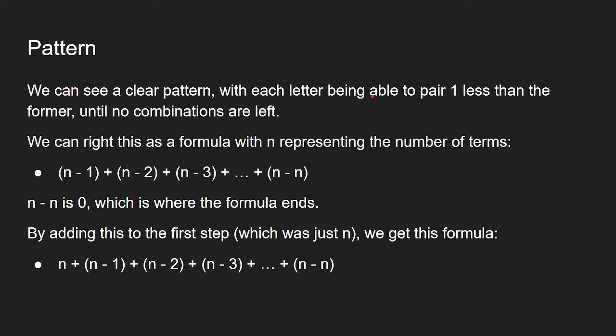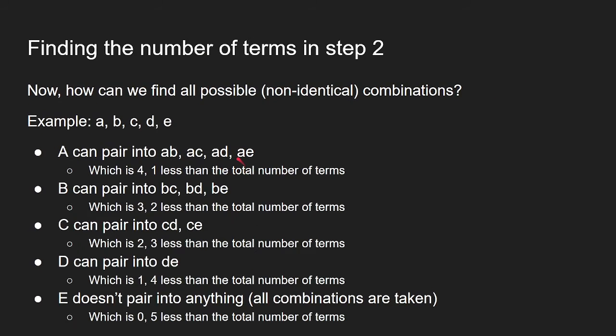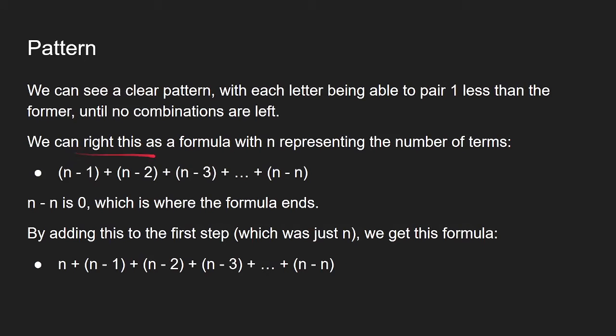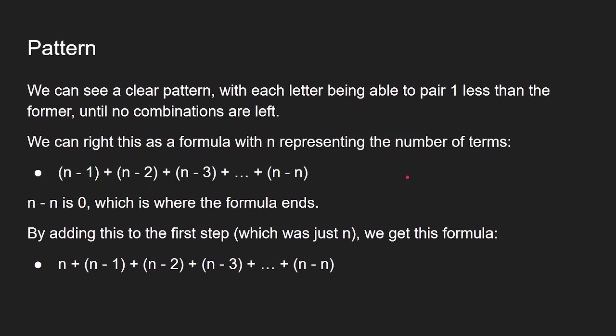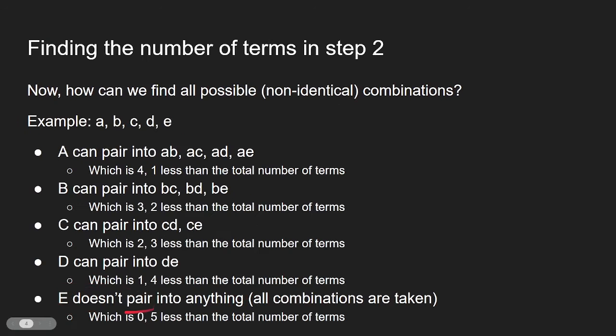Now we can see a clear pattern here, with each letter being able to pair 1 less than the former until no combinations are left. For example, A can pair into 4, B can pair into 3, C can pair into 2, D can pair into 1, and E can't pair into anything, which is 0. So we can write this as a formula with n representing the number of terms. So n minus 1 would be, in this case, A. A can pair into AB, AC, AD, which is 4, 1 less than the total number of terms, and so on. 2 less than the total number of terms, 3 less than the total number of terms, until there's 0, which would be E in this case.